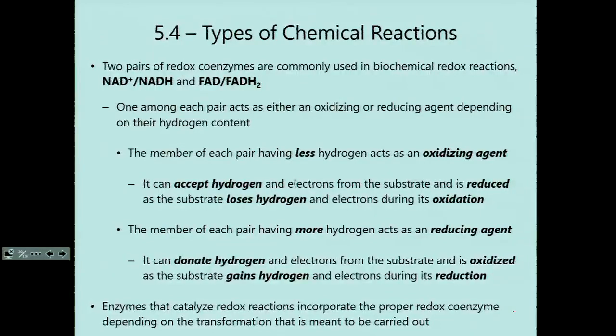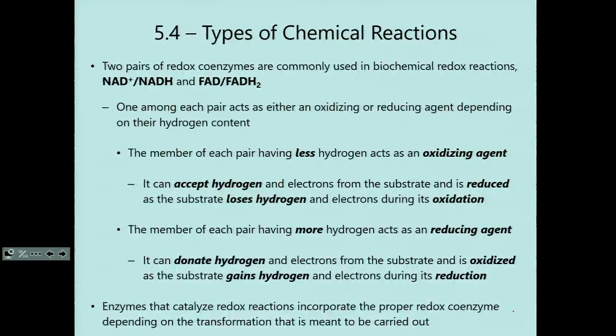The first pair is NAD+ and NADH. The second pair is FAD versus FADH2. Which one is the reduced one in each case? NADH and FADH2. And because? They have a hydrogen, which means... Correct. The higher hydrogen content, in this case the H actually stands for hydrogen. There's one on this one and there are two on that one. The one that has the greater content of hydrogen is the reduced form. The one that has less hydrogen is the oxidized form.